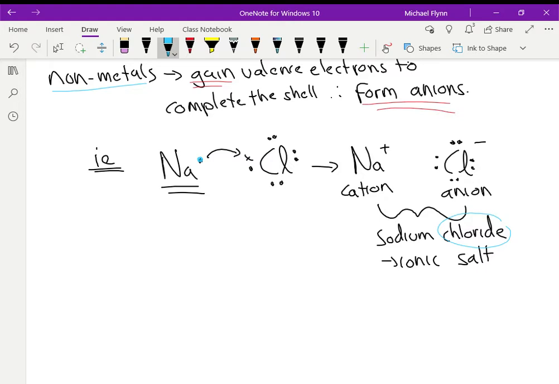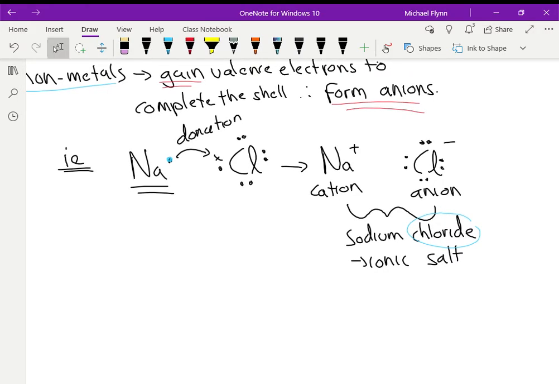So there's a little donation of an electron. Sodium is the donor, and it happily gives an electron to chlorine, and chlorine happily accepts it because it wants it. So it's a perfect match. It's a give and take relationship where sodium wants to give and chlorine wants to take. Now, sodium will therefore form a cation, which we call the sodium ion, and it now has a +1 charge because it lost one electron.